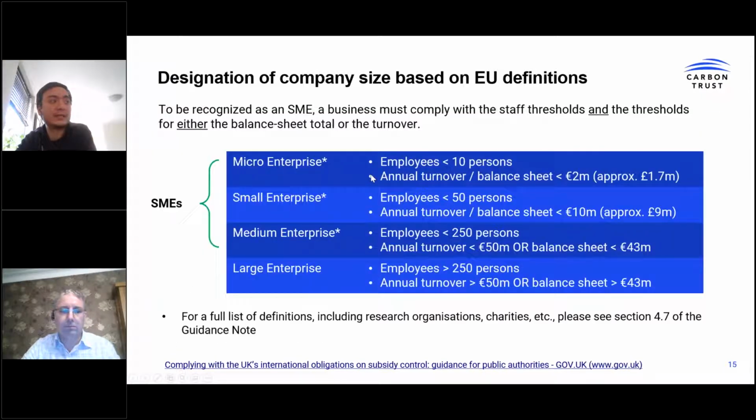And if we take you through to this next slide here, you'll be able to see the definitions of micro, small and medium enterprises, which classify as SMEs, and of large enterprises. It's important to note that these businesses must comply with the staff thresholds and the thresholds for either the balance sheet or the total turnover. A full list of definitions, including research organisations, charities, public sector, etc., can be found in section 4.7 of the guidance note. So if you're unsure how to classify your organisation, please visit that and it will be able to clarify that for you.